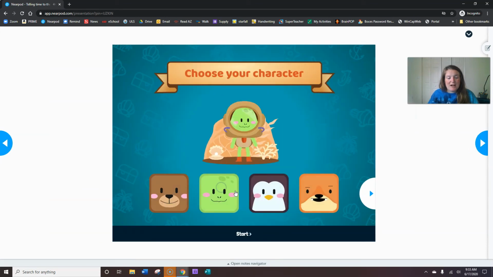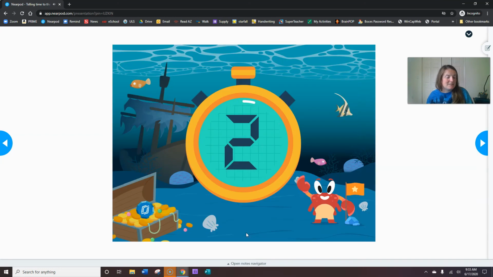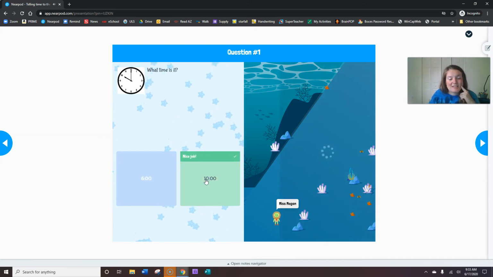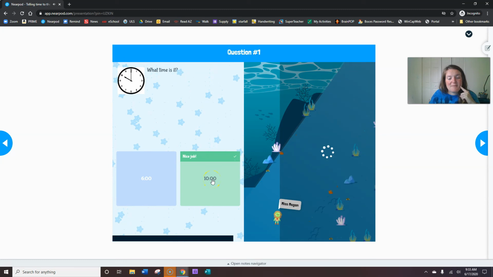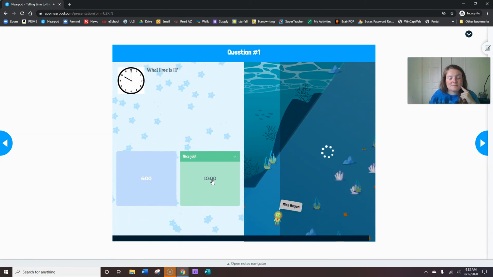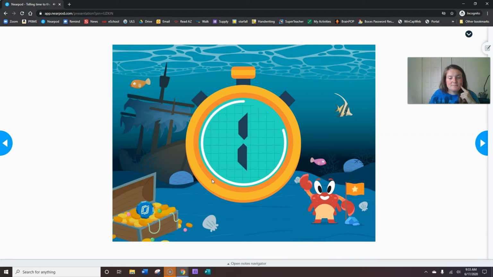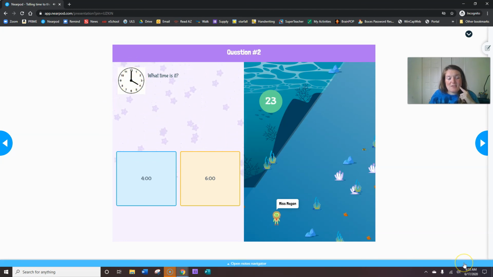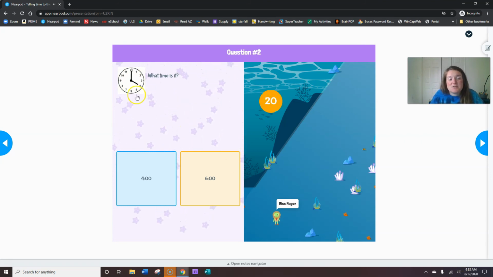All right, I'm going to be the frog. What time is it? I have my little hand on the 10. It can't be 6, but it can be 10 o'clock. And my big hand's on the 12. O'clock. 10 o'clock. Climb, frog, climb. What time is it? My little hand's on the 4. And my big hand's on the 12, which means o'clock. So it shows 4 o'clock.